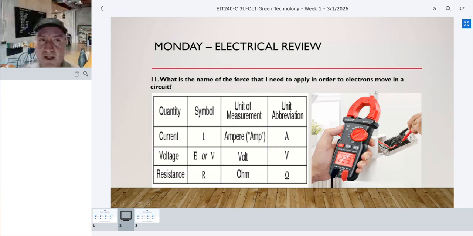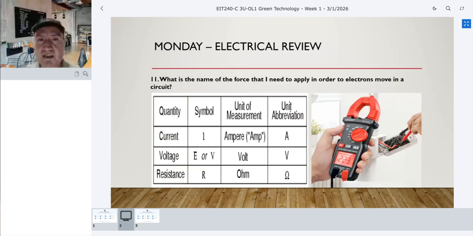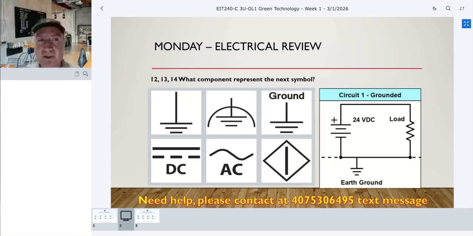Let's review number 10 again. They're talking about the unit of electrical current. In this case, it is ampere, right? Or A. In this case, it is voltage or V. Now, number 12 is an important thing. Remember, symbols are very important. It's crucial when you read any schematic, blueprint, any kind of diagram, electrical diagram, you find symbols.